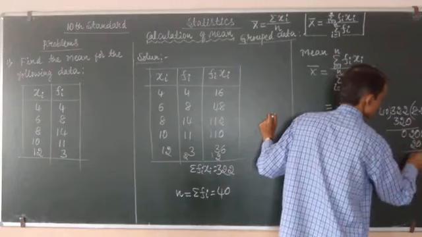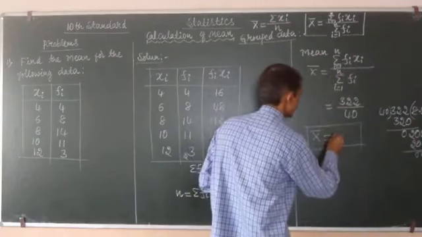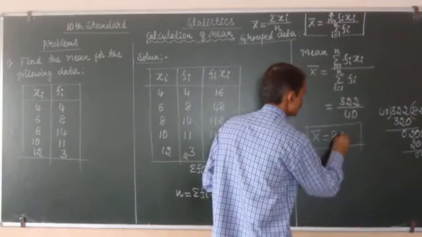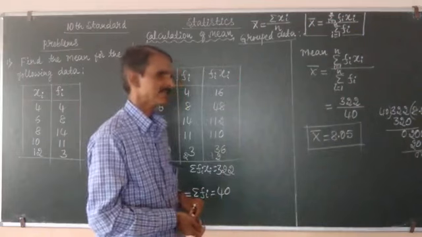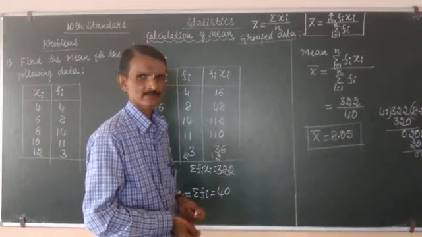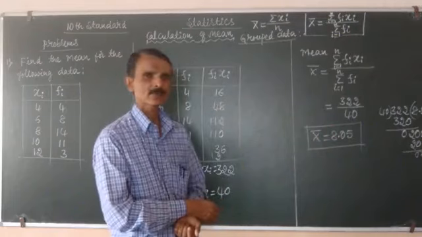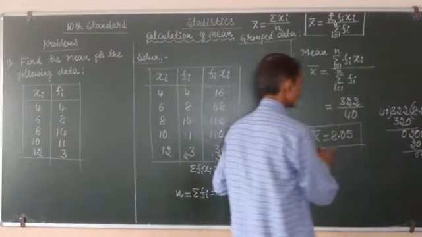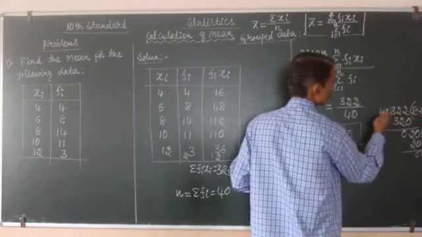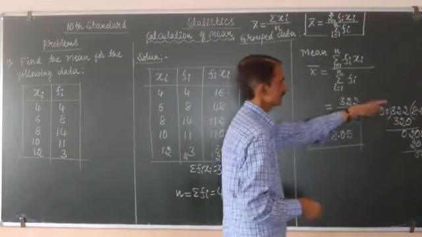So it will be 0 0. So that means the mean x bar is 8.05. Mean x bar equals 8.05.